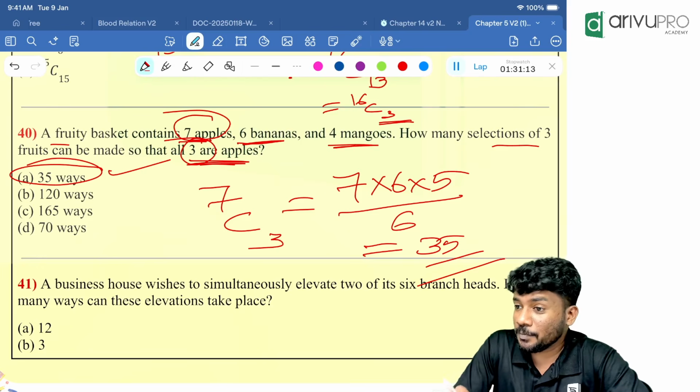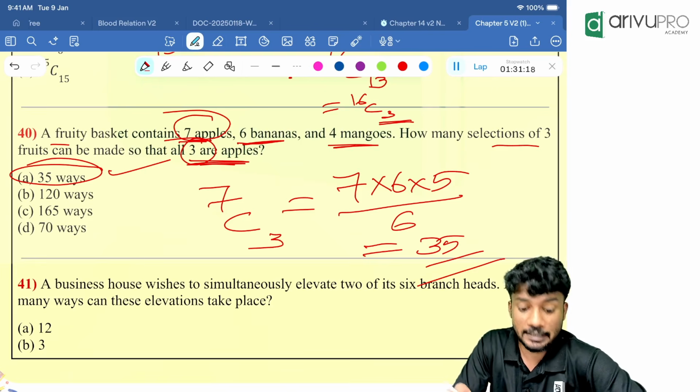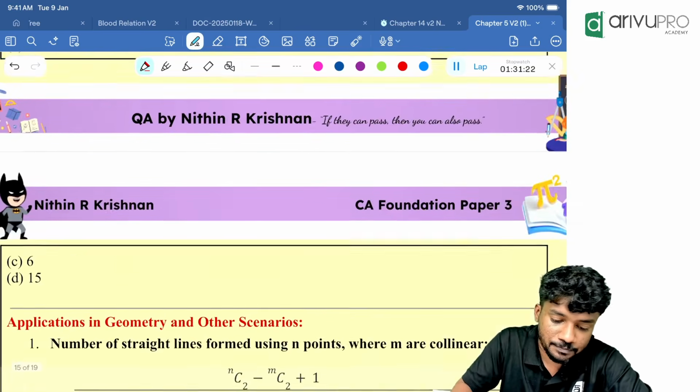Are you getting the logic? This logic is very important because otherwise in probability and all we will sit and cry. That time, probability has a requirement of this. Okay. Now look at this next question.